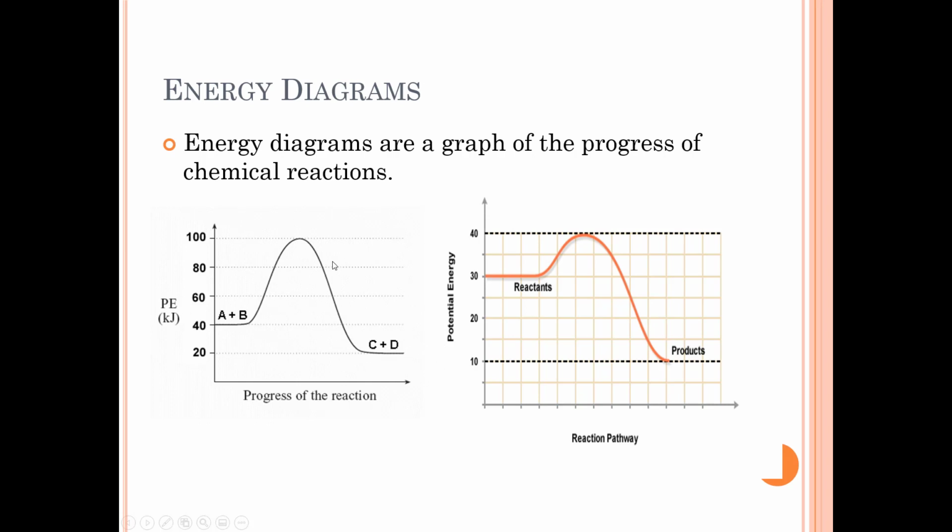So forward goes this way, reverse goes that way, and slightly different energy. So you can see that the hill is smaller if I go forward than it is if I go backwards. So this one needs more energy in order to start. So let's watch a video real quick that goes over some of the things you can get out of this diagram.